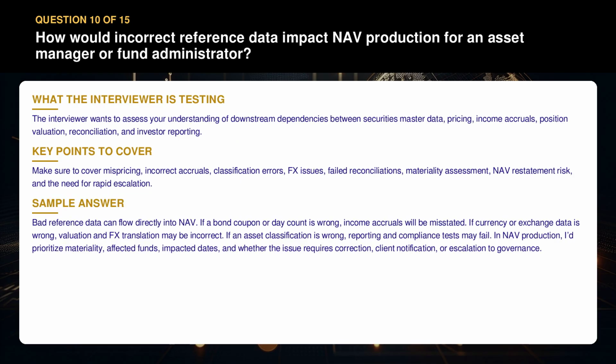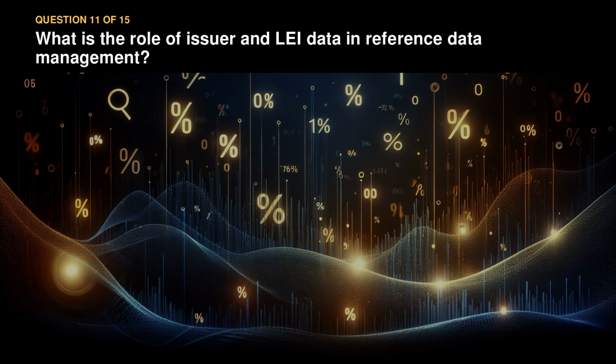Bad reference data can flow directly into NAV. If a bond coupon or day count is wrong, income accruals will be misstated. If currency or exchange data is wrong, valuation and FX translation may be incorrect. If an asset classification is wrong, reporting and compliance tests may fail. In NAV production, I'd prioritize materiality, affected funds, impacted dates, and whether the issue requires correction, client notification, or escalation to governance. Question 11. What is the role of issuer and LEI data in reference data management?